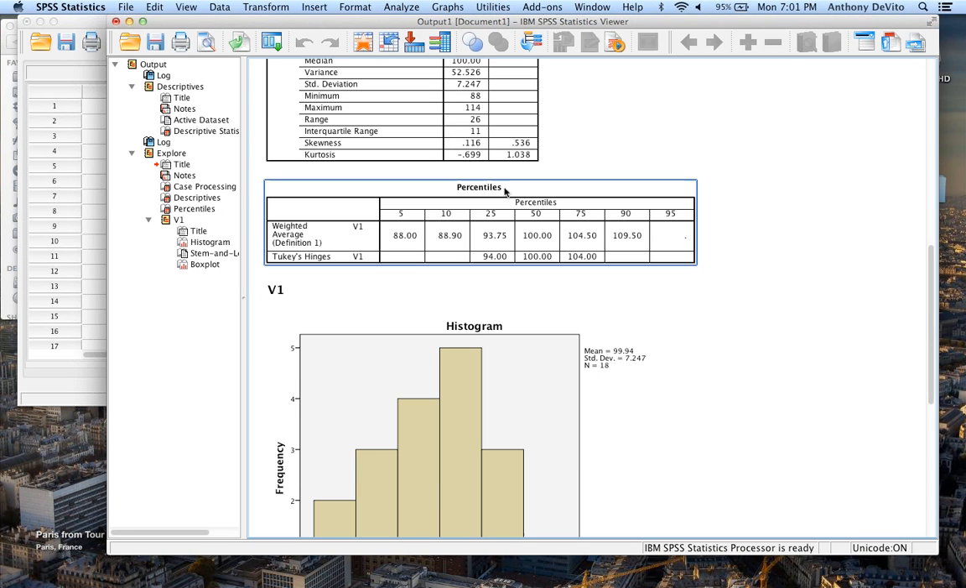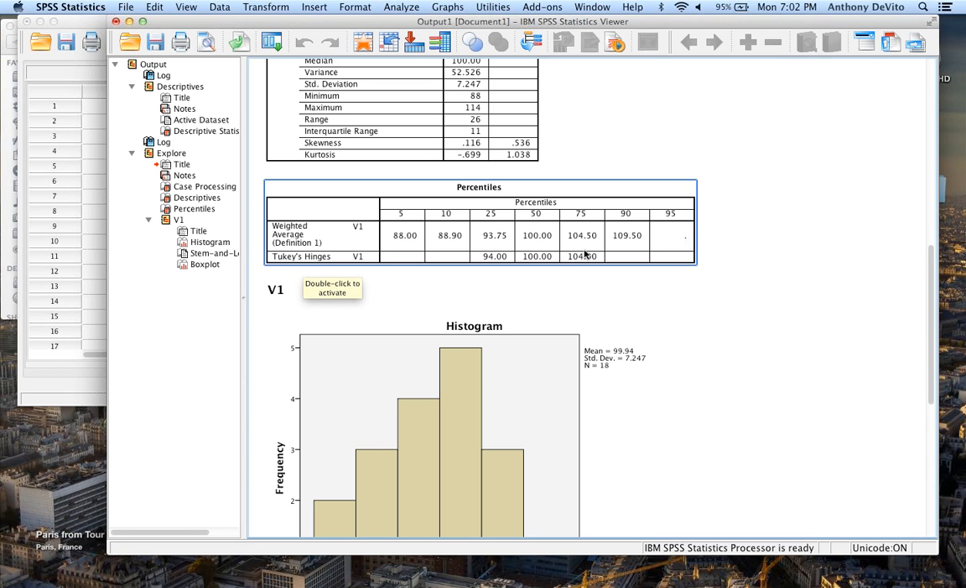We're not worried about that right now. It gave me the percentiles. Look at that. It gave me the average, the 5th percentile, the 25th percentile, the 90th percentile. Here's the 25th and the 75th. That one's particularly important to us because that's the interquartile range. And it does something called Tukey's hinges.